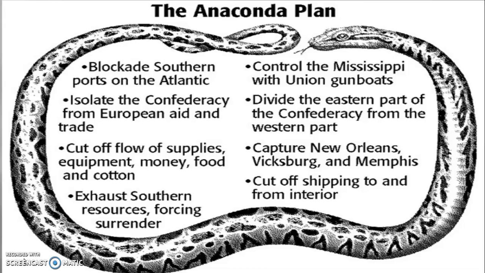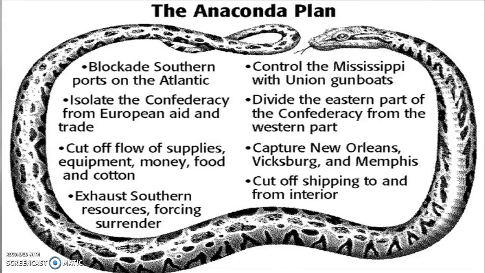The next plan was to capture the cities of New Orleans, Vicksburg, and Memphis, the major cities, and to cut off shipping to and from the interior. By doing this, by controlling these trade routes, you prevent the interior of the Confederacy, where many crops could be grown and many resources developed, from being able to share those with the major coastal cities.